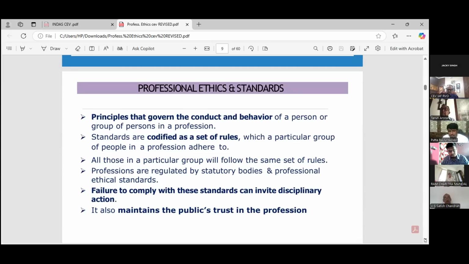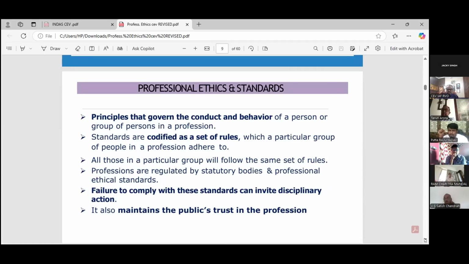Professions are regulated by statutory bodies and professional standards. Failure to comply with these standards can invite disciplinary action. We have already discussed that every RVO has a disciplinary committee. If you fail to fulfill the professional ethics, the set of rules they have framed, and do not follow them, then they invite disciplinary action.